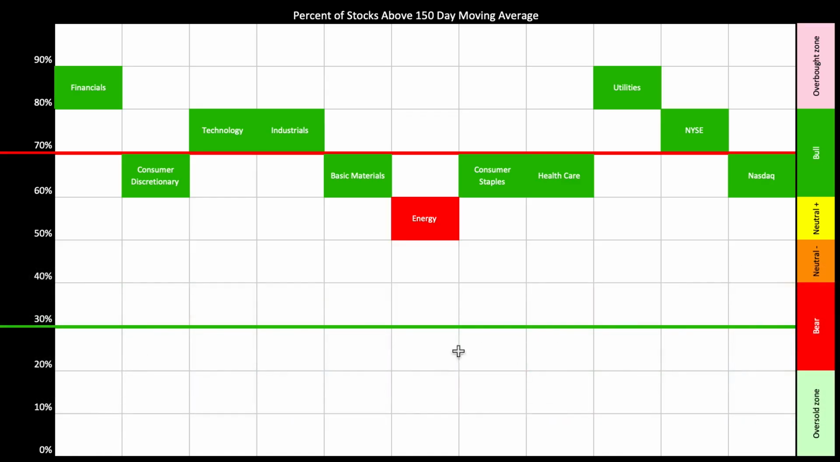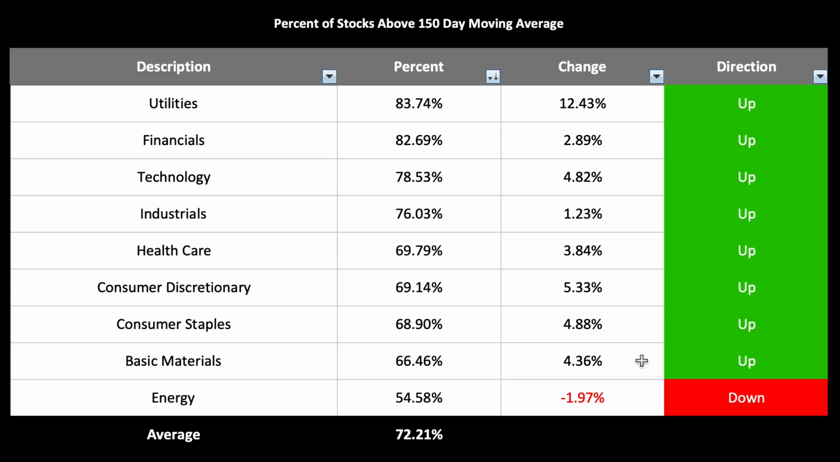Next, let's have a look at the percentage of stocks above their 150-day moving average on a sector basis. This is one of my favourite things to do, because it shows whether stocks are in a strong position and which sectors are showing strength and weakness. At the moment, you can see this week utilities moved back to the top of the chart, as it had a 12% gain, and now 83% of stocks in the utility sector are above their 150-day moving average. That's what I would consider overbought territory, but obviously strong bull territory.